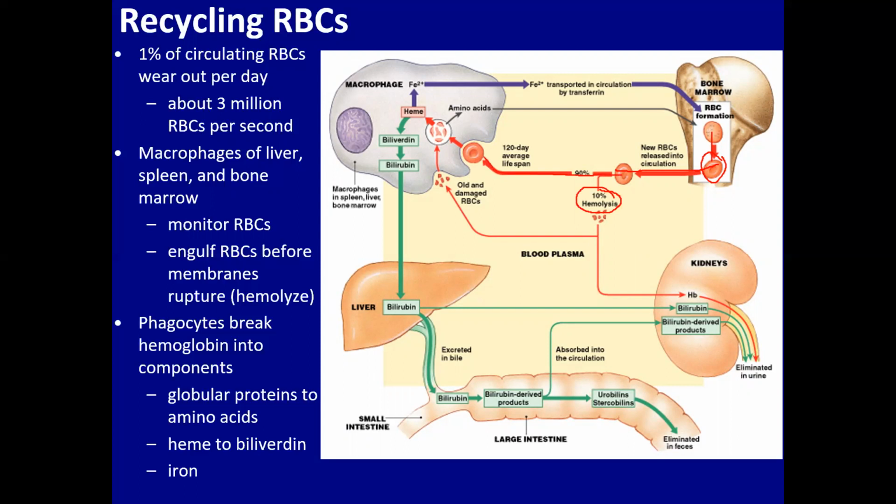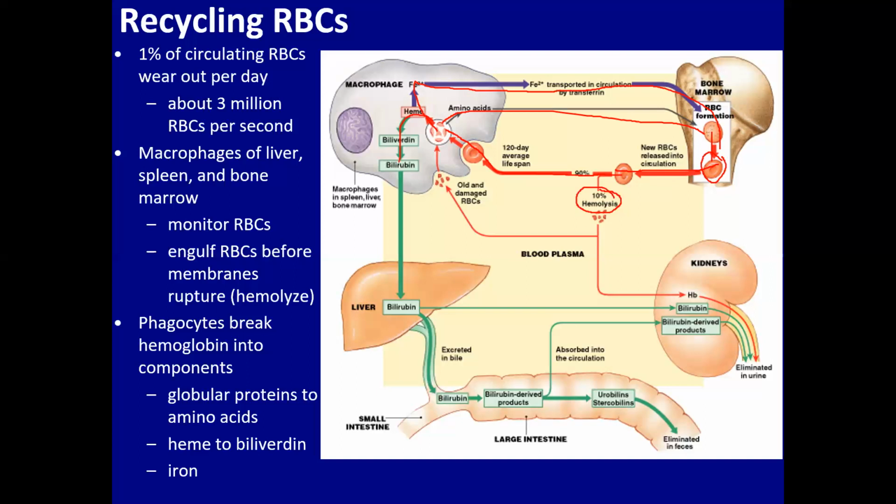Once it's lived the 120 days, it's going to be ingested by a macrophage. When that happens, it's broken apart and amino acids are recycled and sent back to bone. The heme is recycled, the iron is pulled off, and the iron is transported by transferrin, and that goes back to the bone. And then we have the waste products, biliverdin and bilirubin, right? Now this macrophage is in your spleen, your liver, and your bone marrow. It's just not any random macrophage.